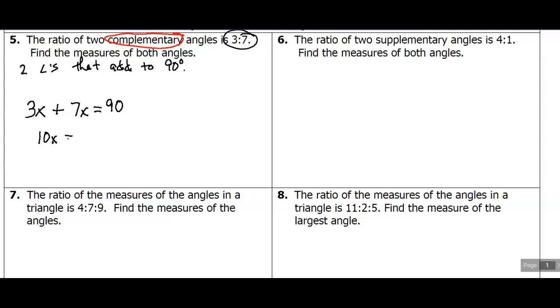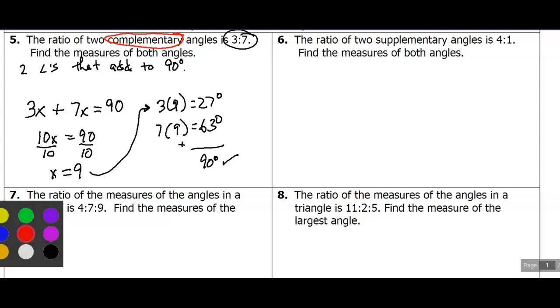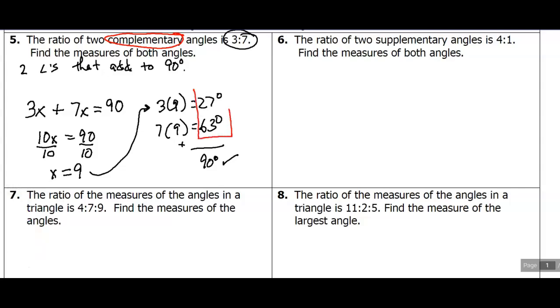Now, we'll go ahead and solve. So we combine like terms to get 10x is equal to 90. Divide both sides by 10. And we get x is equal to 9. So it said find the measures of both angles. So now that we have that x is 9, I know that 3 times 9 is 27 degrees, and 7 times 9 is 63 degrees. And if you want to check, you could add these up. If I add these up, we're going to get 90 degrees. So that's a check for us. But our answer here is that one of the angles is 27 degrees and the other is 63 degrees.